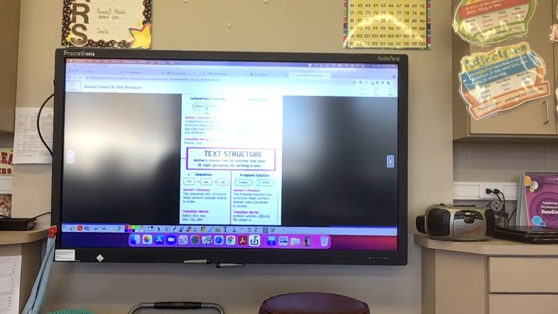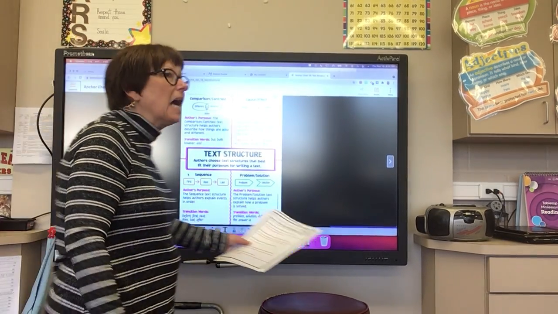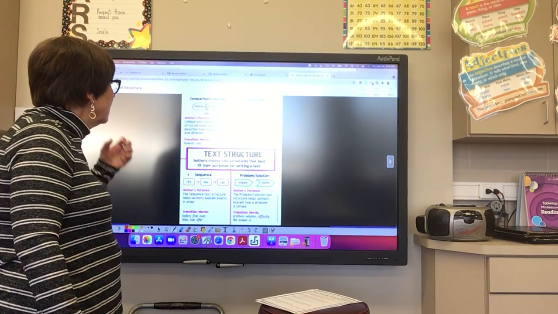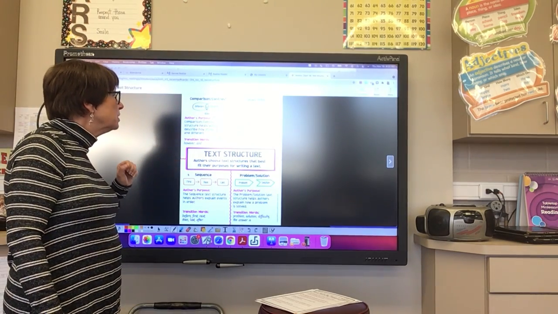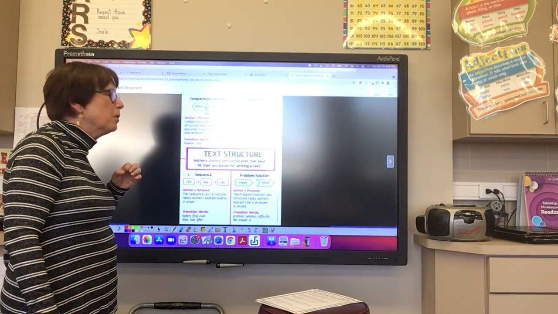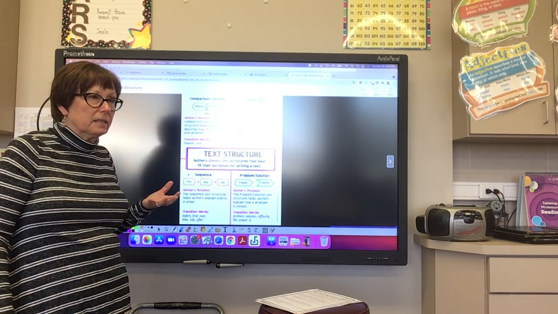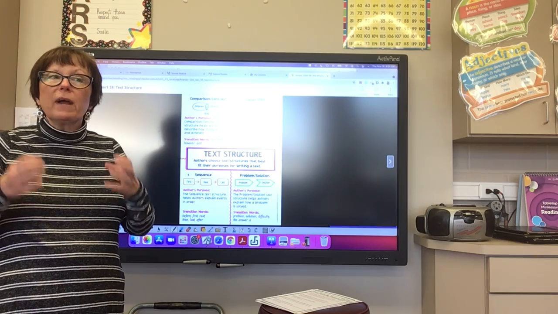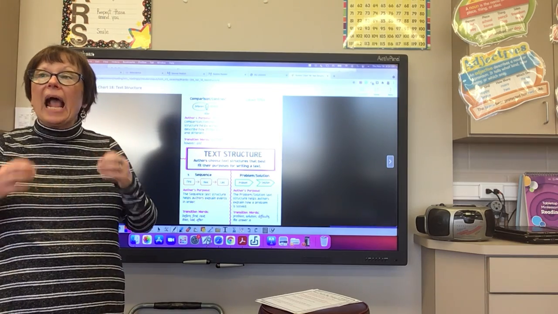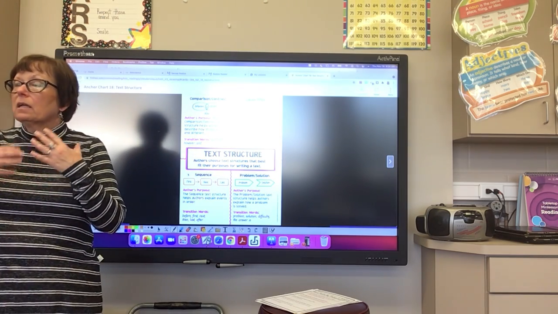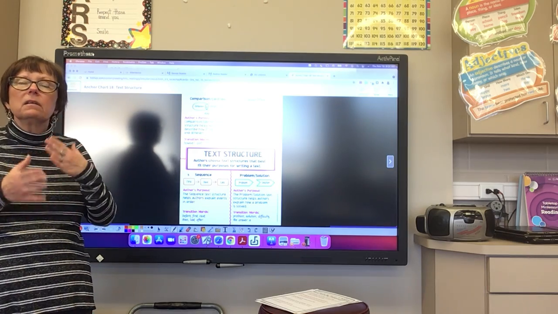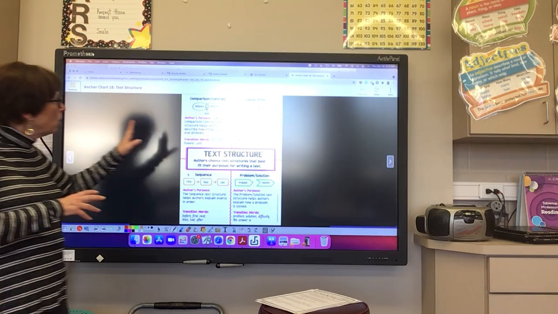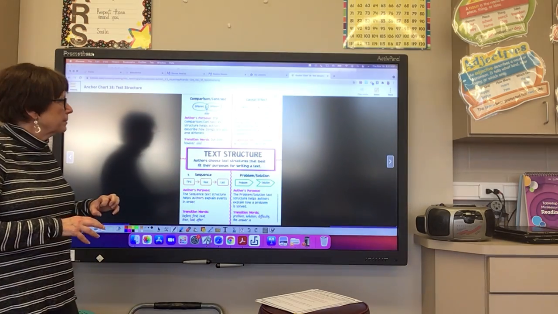Okay, boys and girls, we are talking about text structure. Text structure means that authors choose text structures that best fit their purposes for writing a text. So they choose the way they're going to write their text, and it has to fit the text that they're writing. There are 4 different text structures.